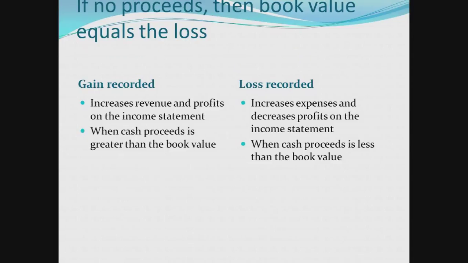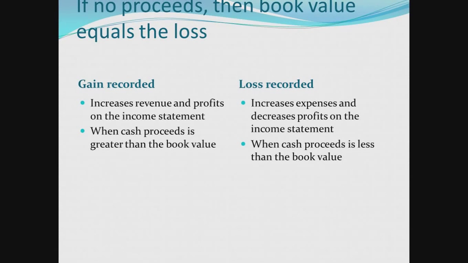With gains, we expect that the cash coming in from the sale of that asset is greater than the book value. And the loss situation would be just the reverse, if you have less cash coming in than the book value. Gains are revenues and will increase our profits and revenues, and losses are a type of expense, which will also then impact the income statement in a negative way.